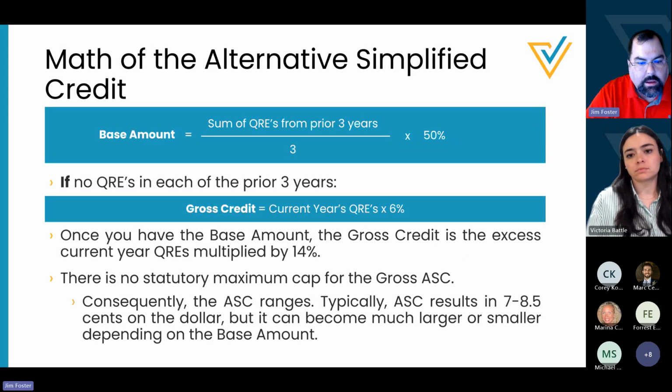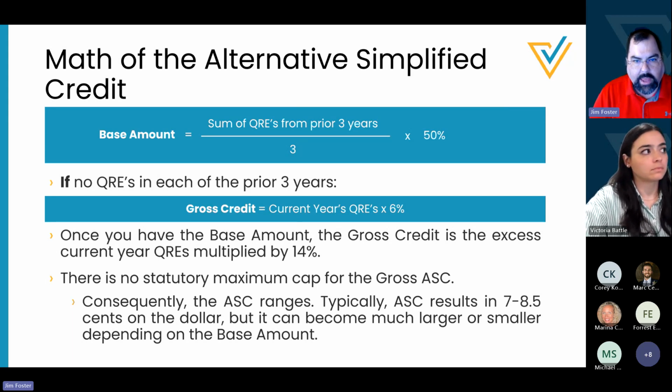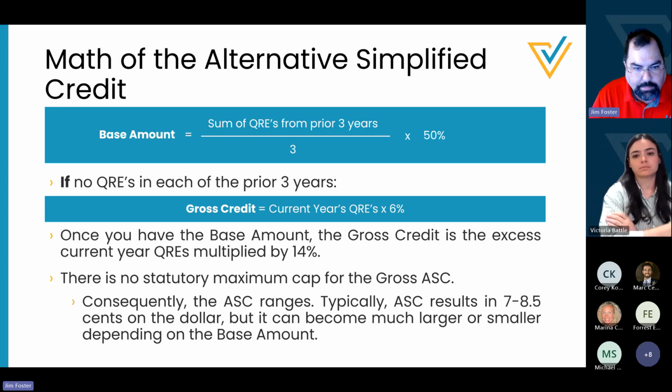Now, the ASC, we don't have to worry about going back to historical periods or anything else like that. We go to the prior 3 years. We take the average of those 3 years' QREs and multiply it by 50%. And that's going to be the base amount. If you don't have QREs in each of the 3 prior years, then you ignore that calculation, and the gross credit is a straight 6% of the current year QREs. If you do have the base amount, then the excess is multiplied by 14%.